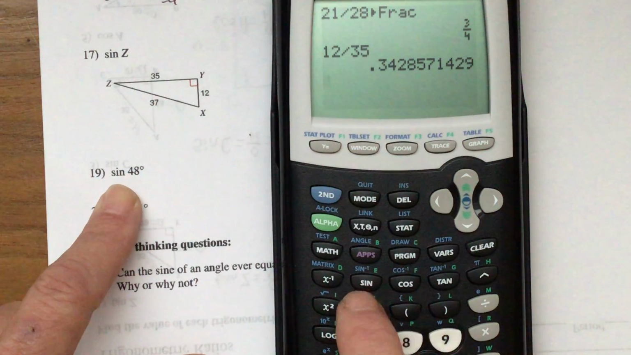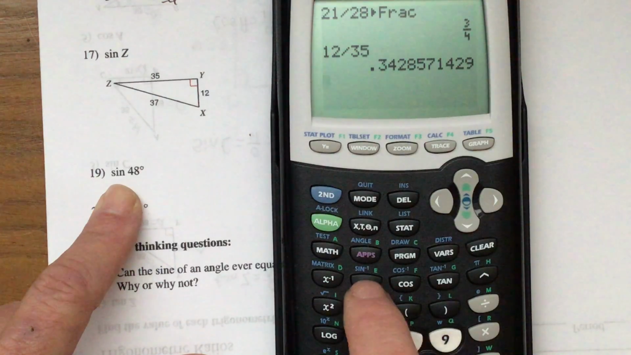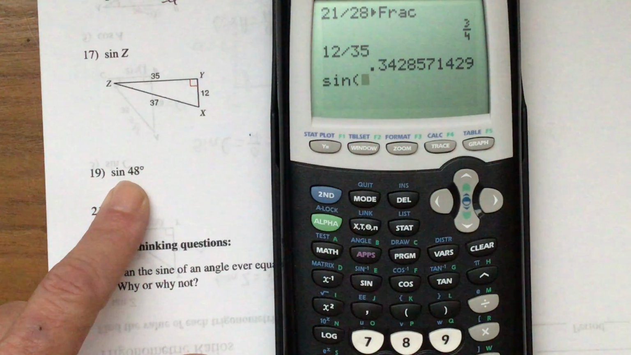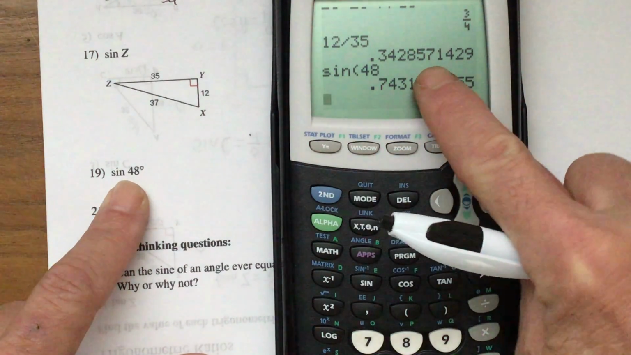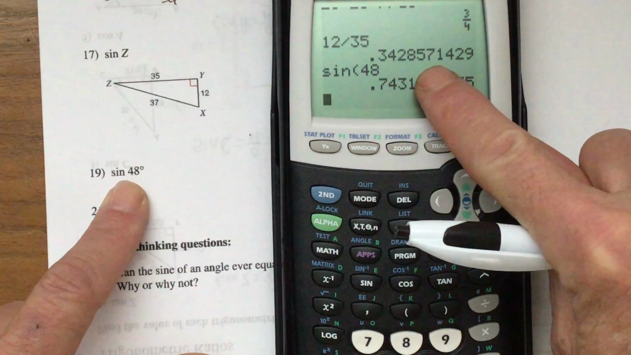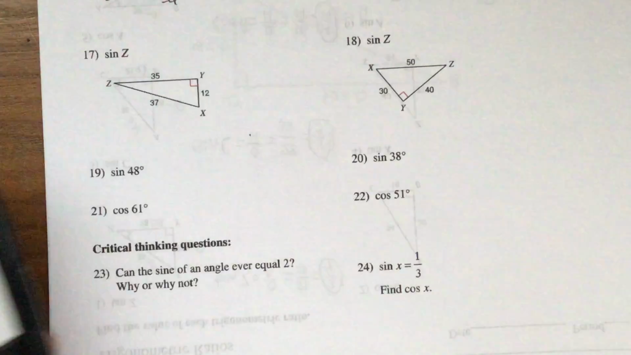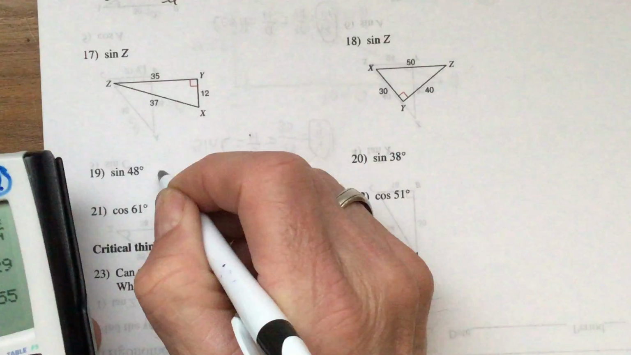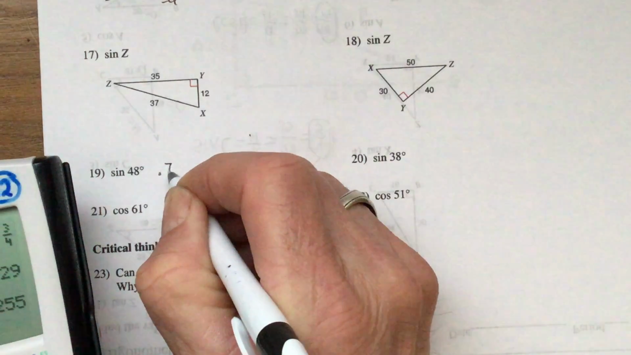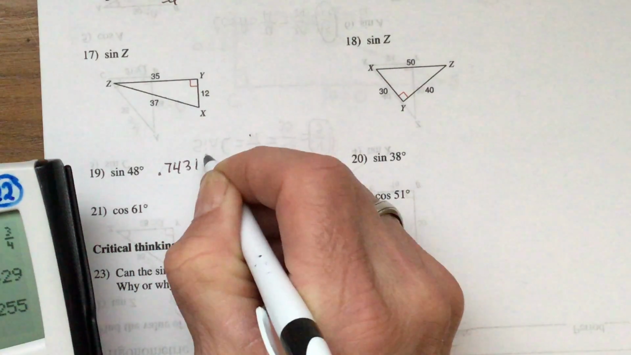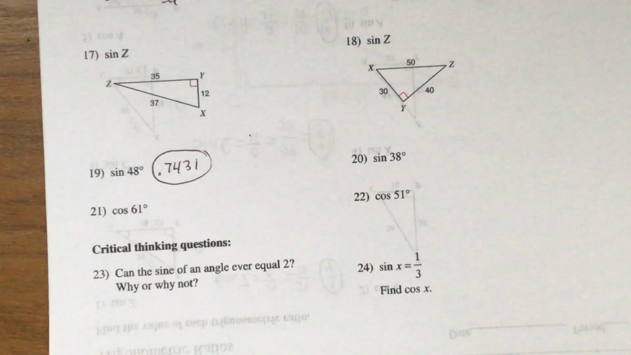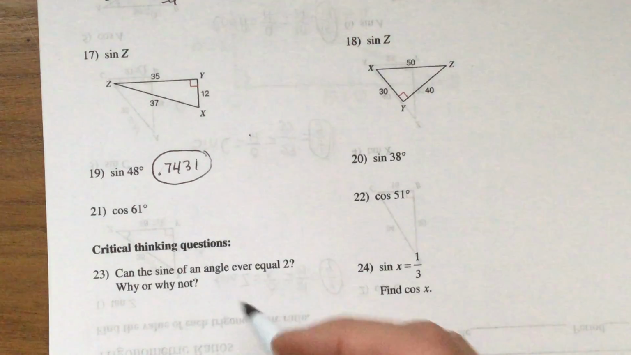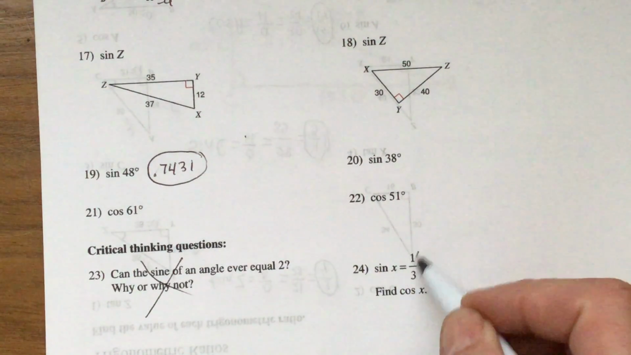Now you'll begin using these 3 buttons right here. Sine, 48, enter. Round it off to the nearest 10,000th, 7431. Almost like a zip code, 0.7431, done. Then I'll mark these two out.